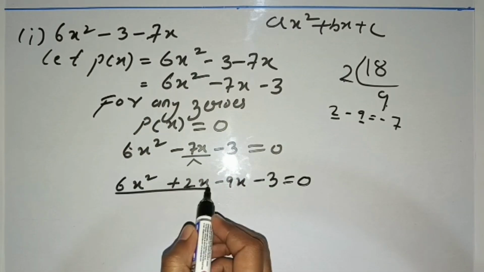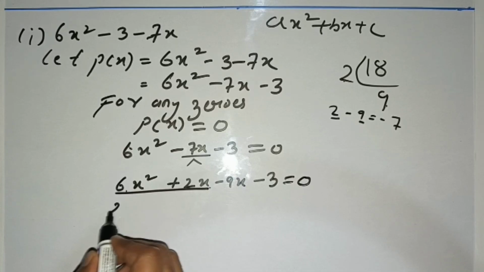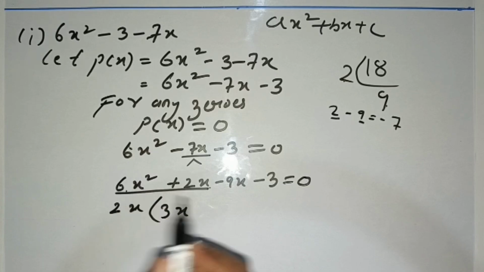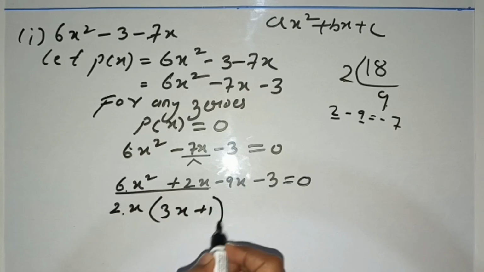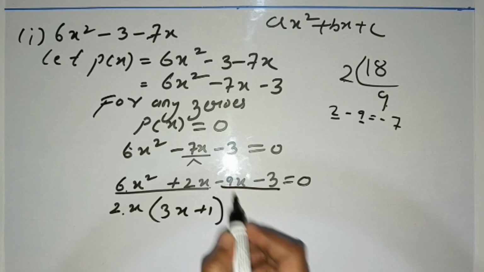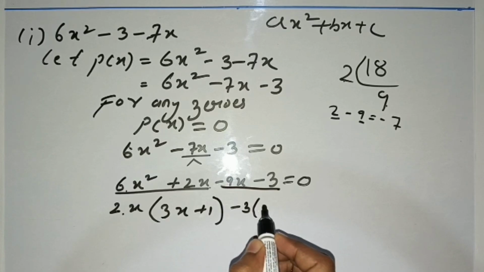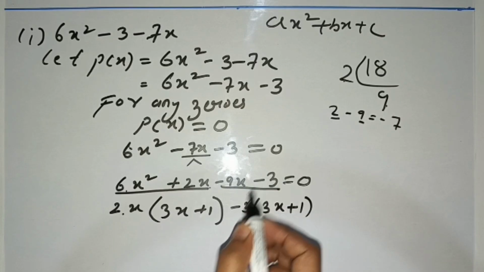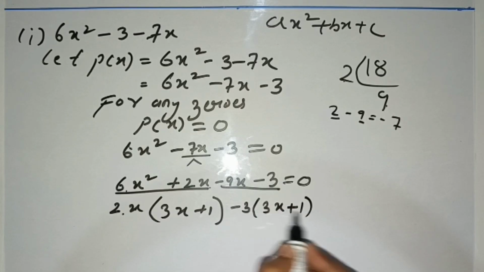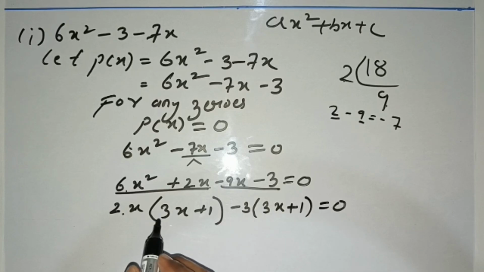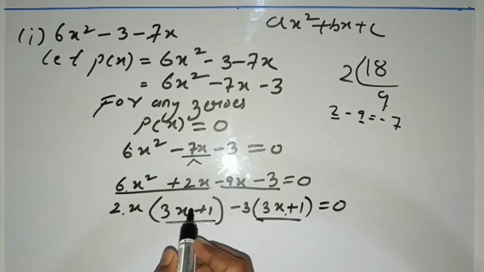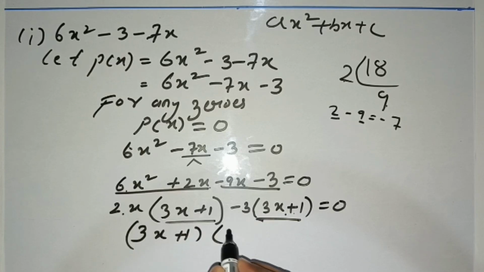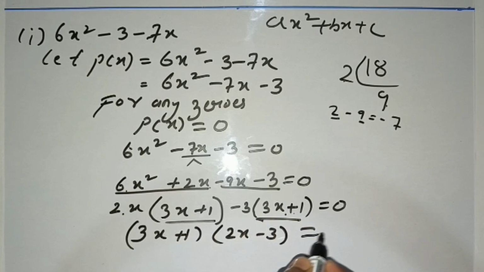After that you will take common. From these two the common is 2 and x. So 2 times 3 is 6, x into x is x square, plus 2x into 1 is 2x. And from this minus 3 is common. So minus 3 times 3x is minus 9x, minus 3 times 1 is minus 3, equal 0. Now from this 2 is also common. So we can write 3x plus 1 and 2x minus 3 equal 0.